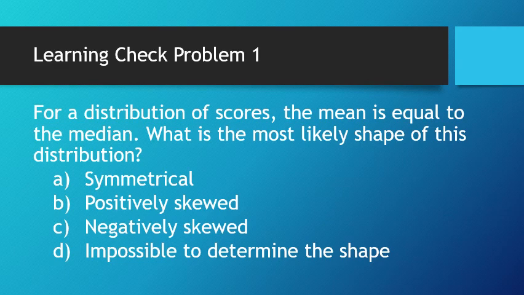So for this problem, for a distribution of scores, it says the mean is equal to the median, and what is the most likely shape of this distribution? Okay, symmetrical, positive skew, or negative skew, or impossible to determine. Well, we know that when the mean and median are equal, it is always symmetrical.